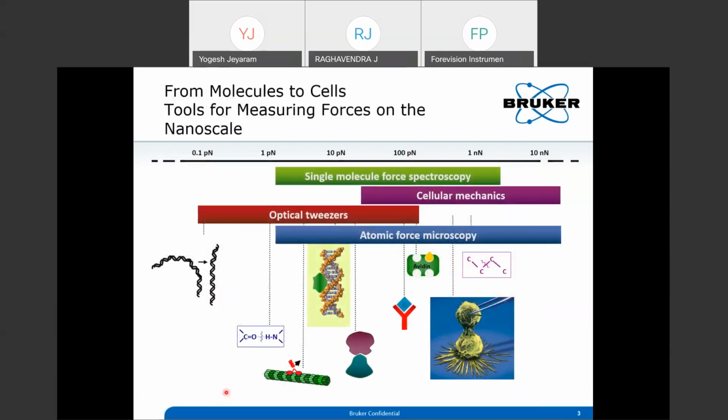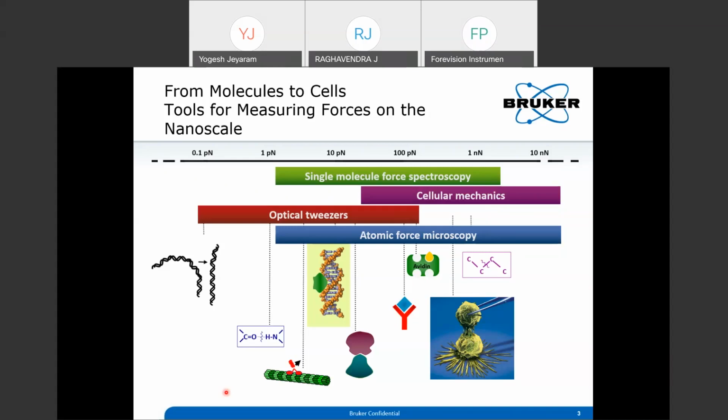When it comes to biological concepts, we can look at the scales of different molecules. If you look at single molecule spectroscopy, I'm talking about a protein or a single DNA strand, we are talking about forces ranging from 1 piconewton to maybe 2 piconewtons. When you talk about cellular mechanics, how stiff the cell is, what the adhesion strengths are, we are talking about somewhat larger forces, maybe about 20 piconewtons, all the way to maybe 10 nanonewtons or above.